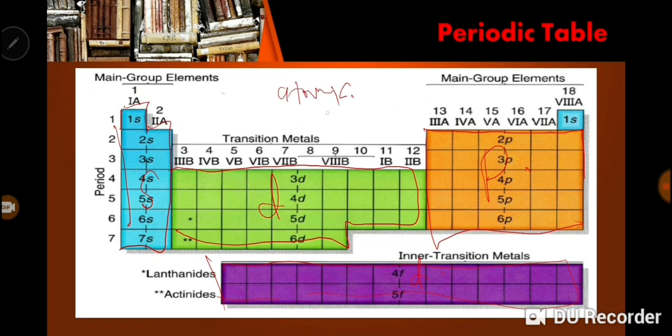How about atomic size and ionization energy? Before we talk about atomic size and ionization energy, we need to know what the effective nuclear charge is.